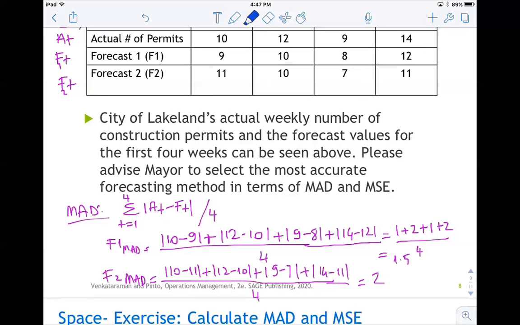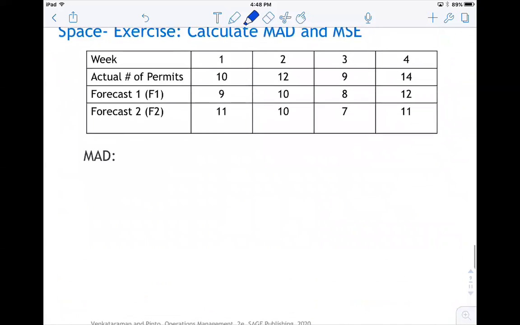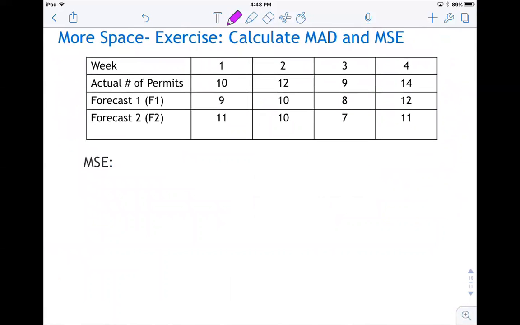As you can see, forecasting method 1 is producing a lower MAD value, with lower error on average. Therefore, we are more inclined to select the first forecasting method as our go-to forecasting method, right? That is the judgment that the mayor can use. But how about mean square error? Let's try to see whether it works out. It works out much better for the second forecasting method.